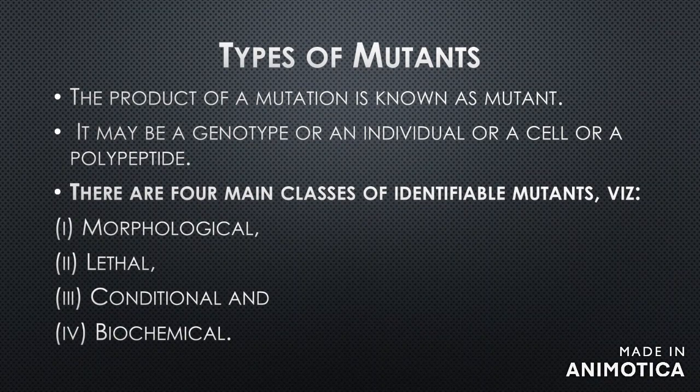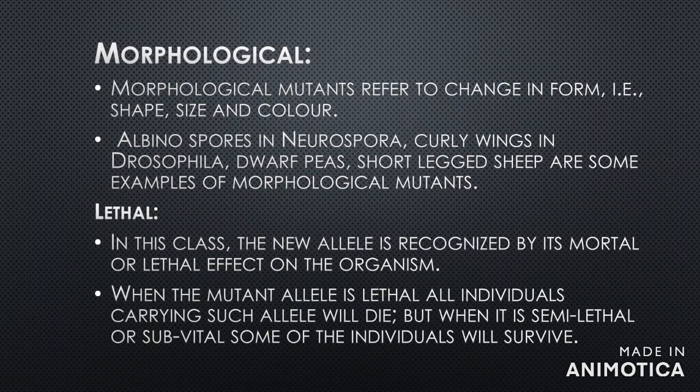Types of mutants. The product of a mutation is known as mutant. It may be a genotype or an individual or a cell or a polypeptide. There are 4 main classes of identifiable mutants, namely morphological, lethal, conditional, and biochemical. Morphological. Morphological mutants refer to the change in form, that is shape, size, and color. Albino spores in Neurospora, curly wings in Drosophila, dwarf peas, short-legged sheep are some examples of morphological mutants.